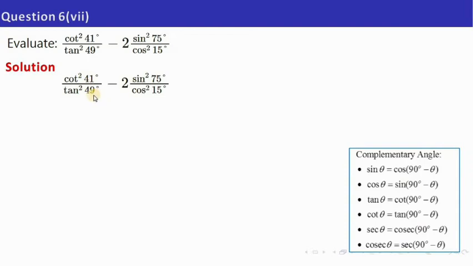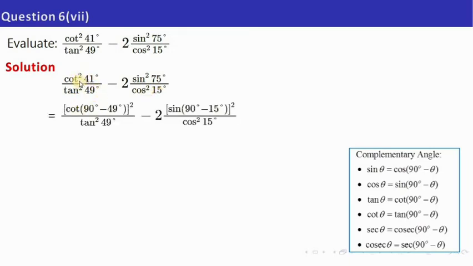Now 41 plus 49 is again 90 degrees, right? Similarly, 75 and 15 also add up to 90 degrees. So we'll change any one of them. Since we have got a square here, I'll write the square outside. All right, so this cot is written here and this 41 is written as 90 minus 49 degree. Similarly here we have sine 75. This sine 75 is written as sine 90 minus 15, right? So we have not changed this one. Since there is a square, I put the square outside.